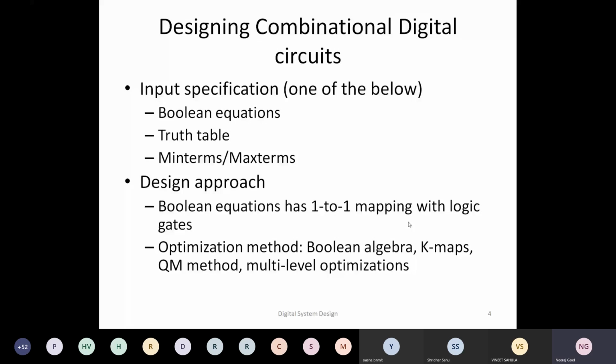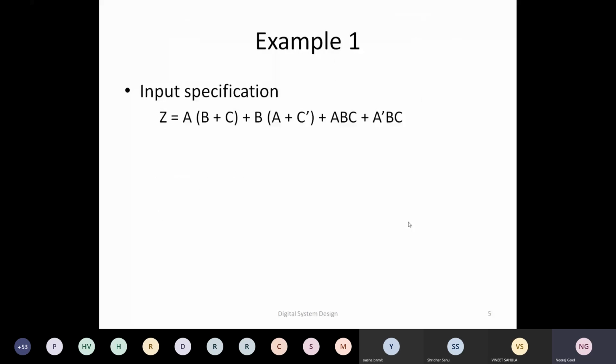So let's understand this particular point, how you take these input specifications, in a more clear way. I'm taking an example. Let me say somebody is giving you an input specification like this. Z is a function which can be represented like this. Whenever we are not writing anything, that means AND gate: A AND B, or A AND C bar, plus A B C plus A bar B C. So somebody is giving you this specification. How will you go ahead to design or to materialize your digital circuit?